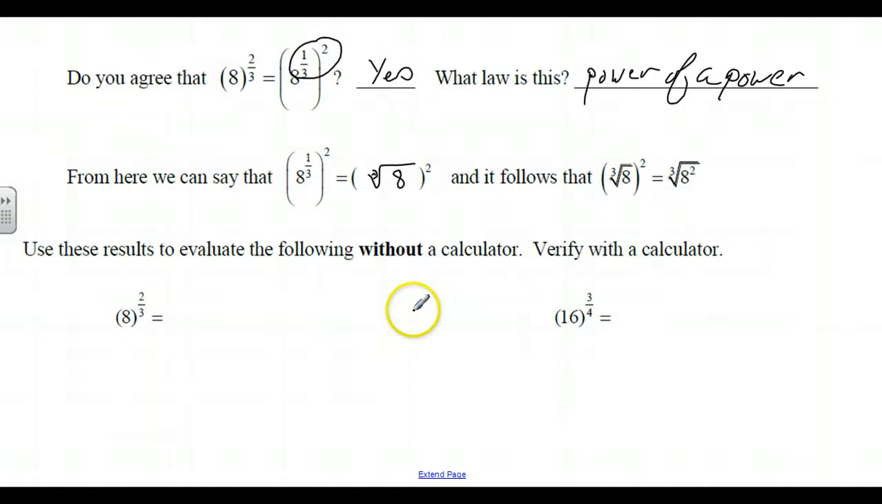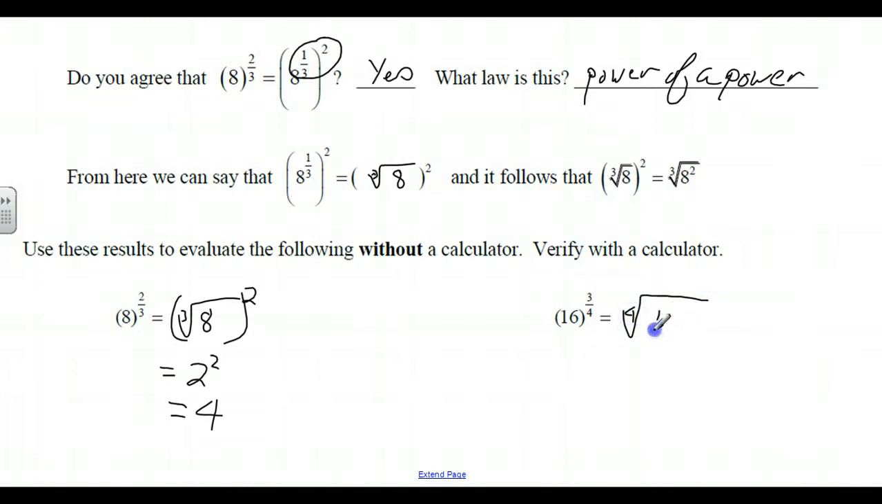Now, I think for us, it's easier to do roots first. So when we're doing this, I would think of it as the cube root of 8, which is then squared, which is 2 squared, or 4. And here, I would think of this as the 4th root of 16.